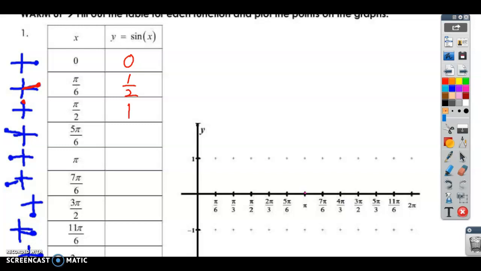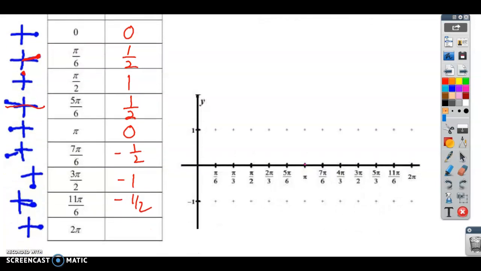Sine of 5 pi over 6 is 1/2. Again, that's positive. It's above the x-axis, so it's going to be positive. Now we're at pi. We're at the x-axis, so that is 0. 7 pi over 6 is below the x-axis, so that's negative 1/2. And then we have negative 1, negative 1/2. These are all values that are coming from the unit circle, and 0 again.